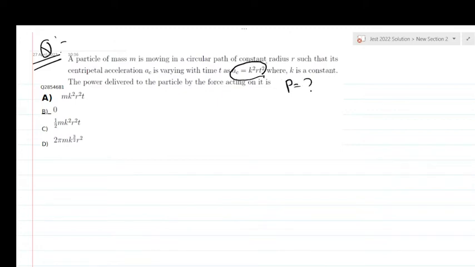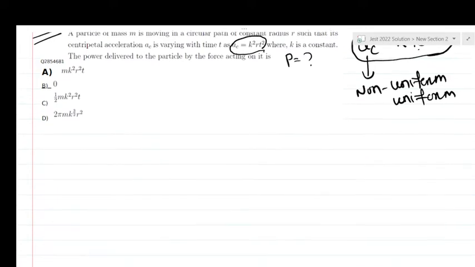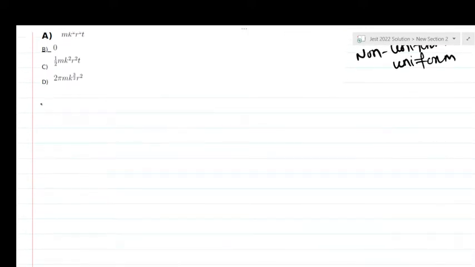As the question is saying, the centripetal acceleration is a function of k square r and t square. Here k is constant, r is also constant, the radius, but t is the time. So the acceleration is a function of time. So you can say this is non-uniform circular motion. Do you know the cases of uniform and non-uniform circular motion? I know you all know, but I am trying to revise it again.